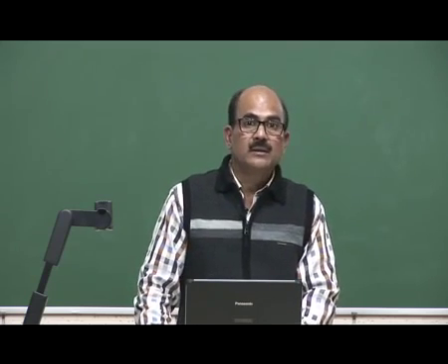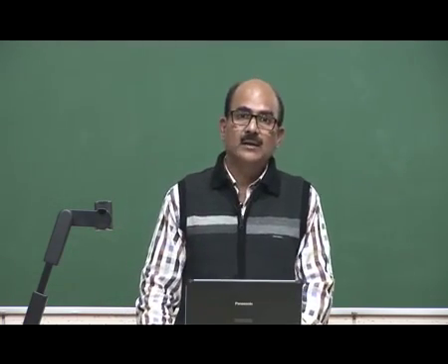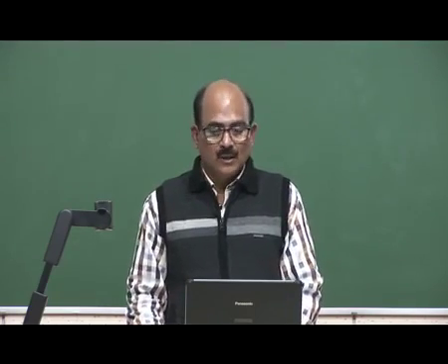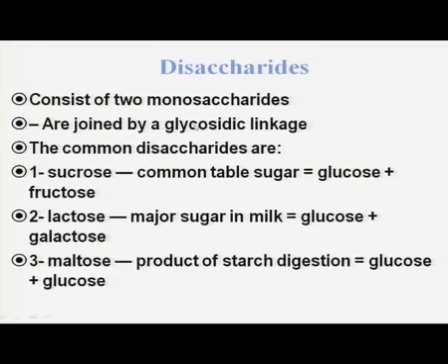Disaccharide we can define as that which consists of 2 monosaccharides. In another way we can say, after hydrolysis of the oligosaccharide, when it gives 2 monosaccharides, that is called disaccharide. It is joined by glycosidic bond. The common disaccharides are sucrose, which is called table sugar, which is made by glucose and fructose; lactose, which is called milk sugar, the major milk sugar, that is formed by glucose and galactose; and maltose, which is the product of starch digestion, made by glucose plus glucose.